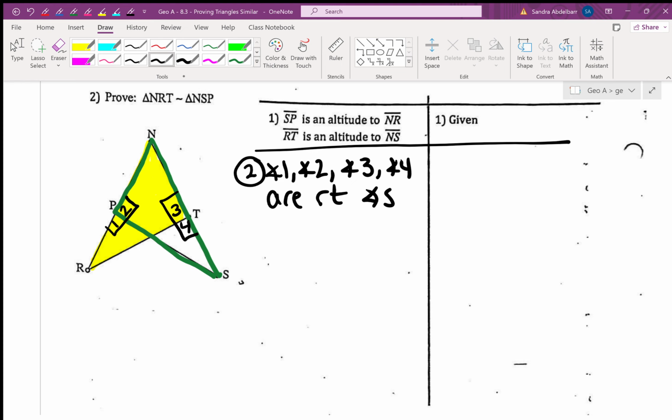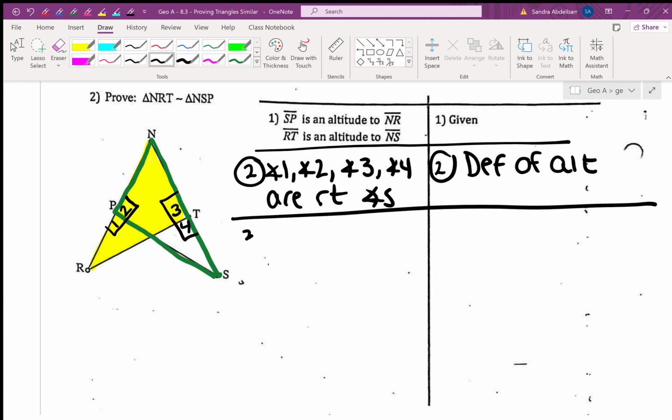Now, if you had the foresight to see that you only needed two of these, angle 2 and angle 3, you did not need to declare all four of them if you were able to see that in advance. And this is def of altitude. Now, after you declare right angles, you say that they're congruent. Angle 1 is congruent to angle 2, congruent to angle 3, congruent to angle 4, and the reason is right angles are congruent.